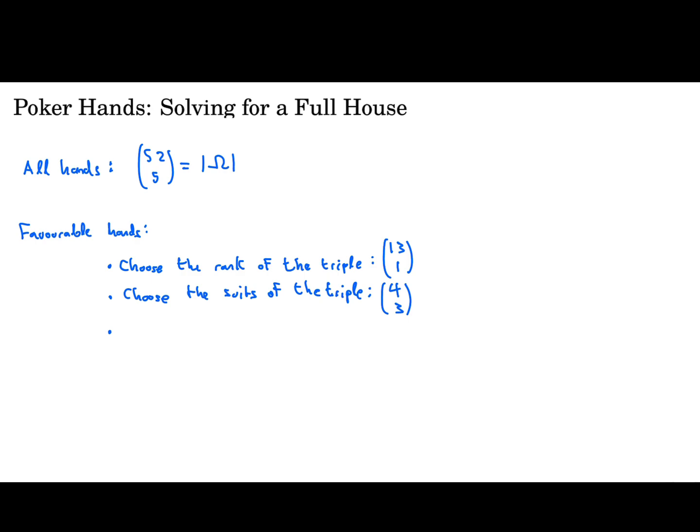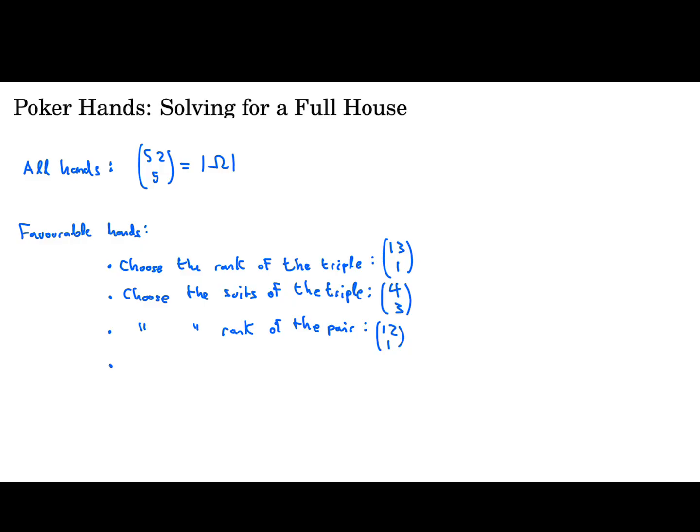We need to do the same for the pair. So now we need to choose the rank of the pair. And notice now that the rank of the pair cannot be the same as the rank of the triple, because if not, it wouldn't be a full house. It has to be a different one. So we don't have 13 choices anymore because we chose a rank for the triple. Now we have 12 choices to select from. So we're going to choose 1 out of those 12.